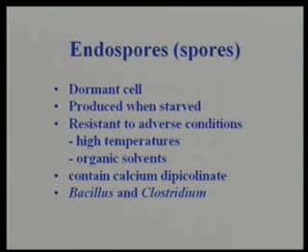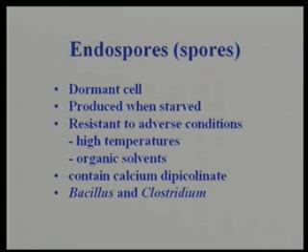They are the dormant form of the cell. They are produced when the cell is starved, and they are resistant to adverse conditions. They are extremely resistant, and they're also very unique. The only place in nature that you find large concentrations of calcium dipicolinate is within bacterial spores. And it's presumably involved in the resistance of these organisms to heat and dehydration.